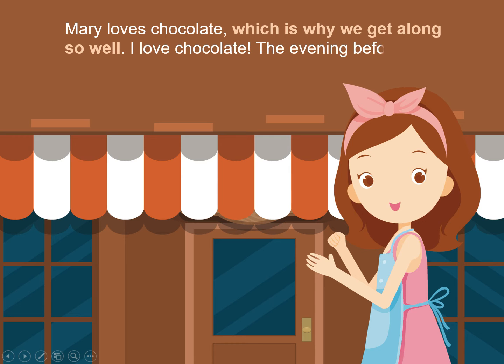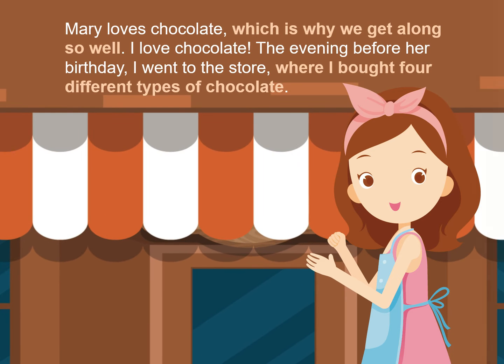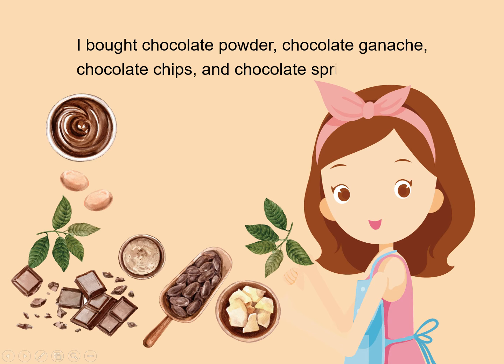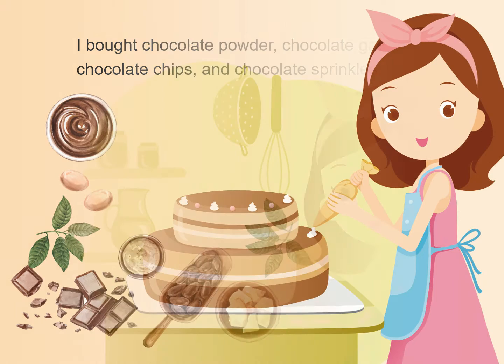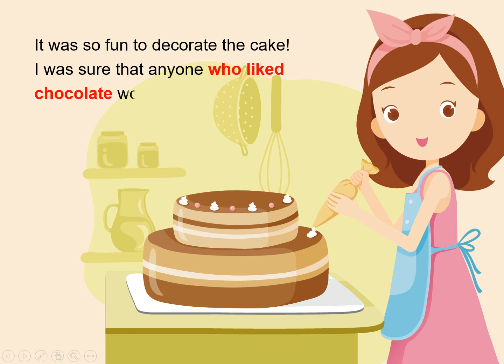I love chocolate. The evening before her birthday, I went to the store where I bought 4 different types of chocolate. I bought chocolate powder, chocolate ganache, chocolate chips, and chocolate sprinkles. It was so fun to decorate the cake. I was sure that anyone who liked chocolate would be delighted to eat it.